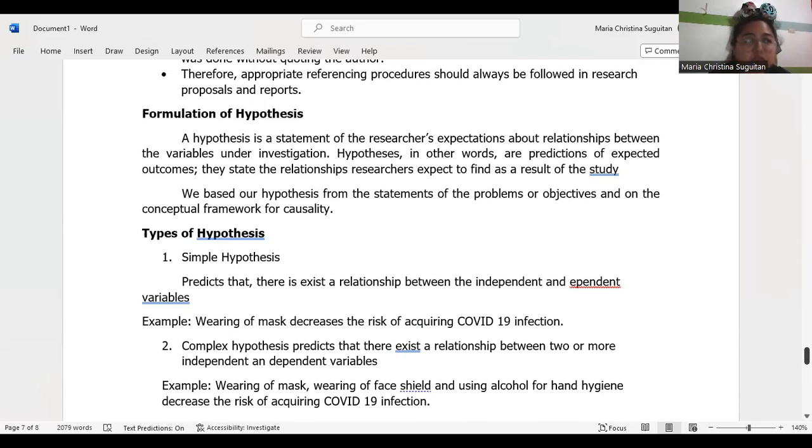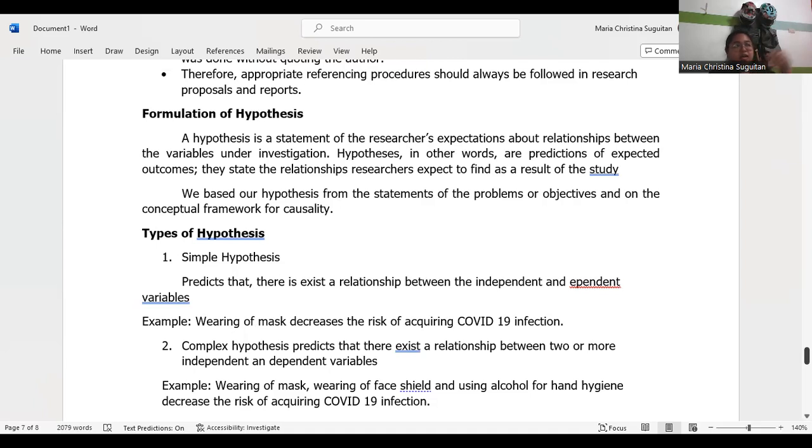Sabi ko kasi assumption, di ba, without verifying it. But, in other words, we use hypothesis kasi nga, para napapredict na natin, ay, ito yung outcome. Okay, so they state the relationships researchers expect to find as a result of the study. Okay, from the word hypothesis, prediction of expected outcomes. Okay. So, we base our hypothesis from the statement of the problem. Kaya nga, di ba, that's part of your chapter 1. We have the background of the study, the statement of the problem, etc., etc.